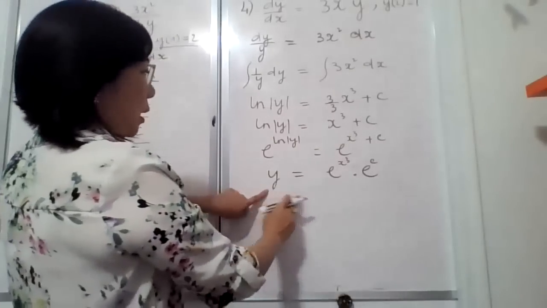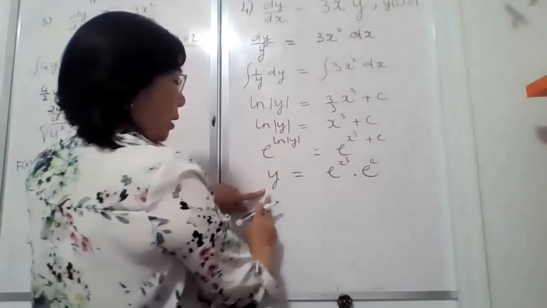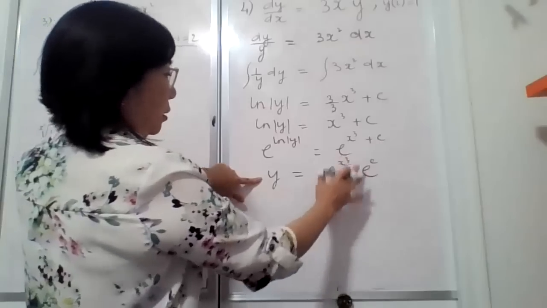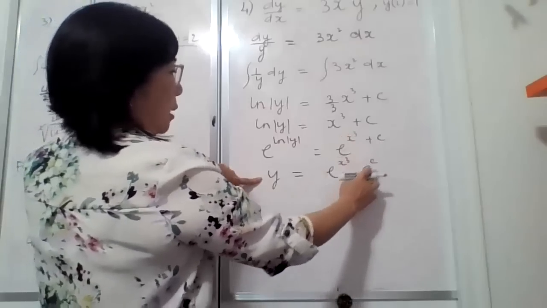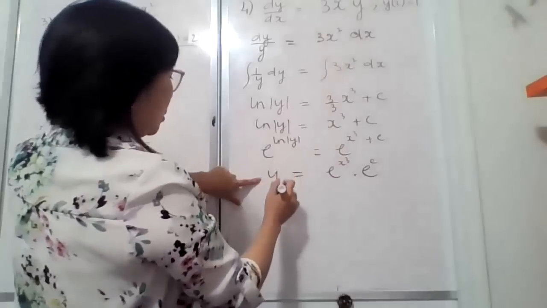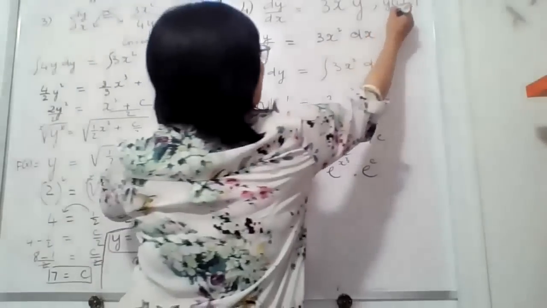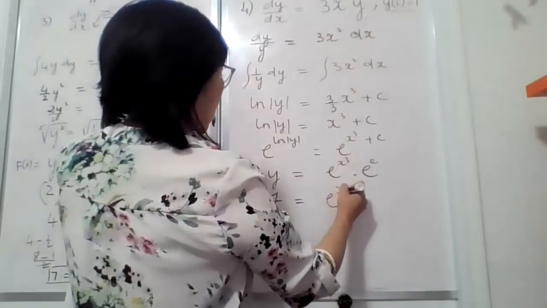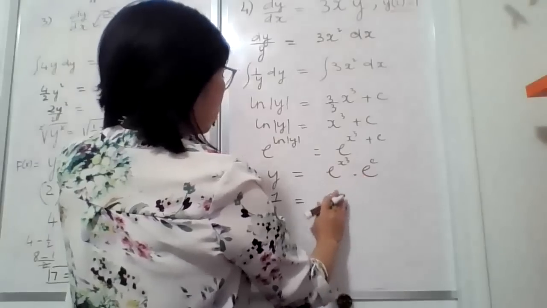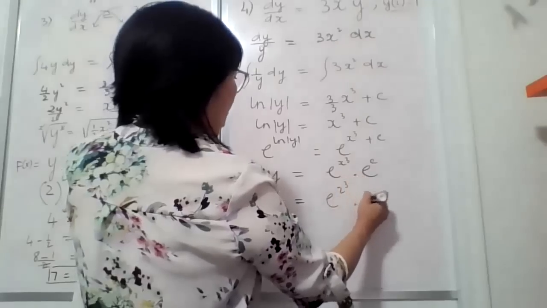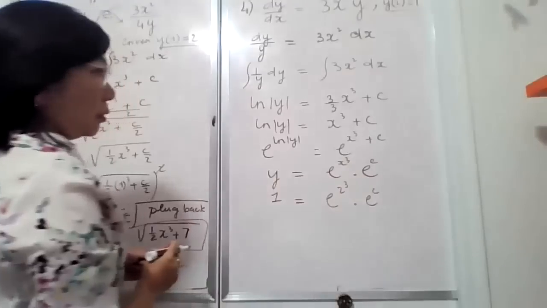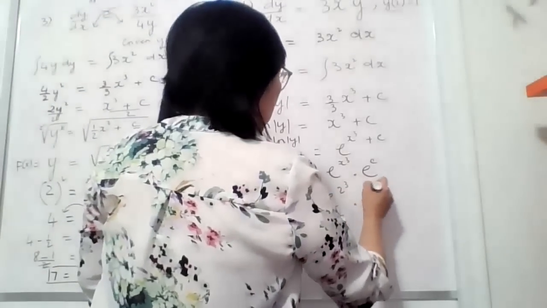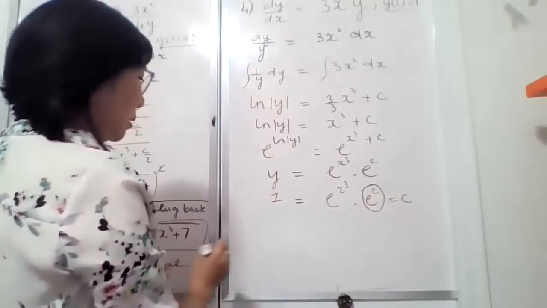Now I'm going to substitute the y. I hope you follow me, right? You get this up to here. I go a little bit fast, right? So e to x to the power 3 times e to the c. And we substitute this by 1 using this information: y equal 1 and x equal 2. So x to the power 3 is 2 to the power 3, times e to the c. Okay, but remember this e to the c is a constant, so I'm going to make it like c, right?